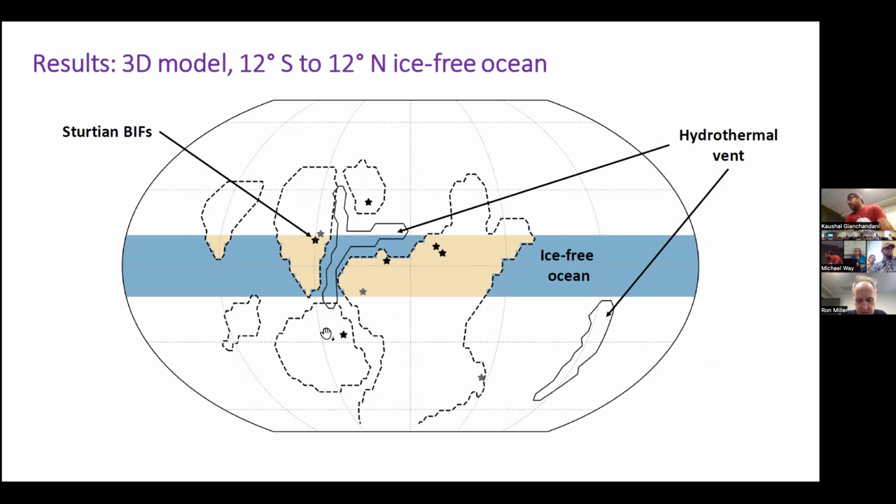This paleogeography is emerging from the breakup of the supercontinent Rodinia, and we suspect that there is a hydrothermal vent here. Similarly, another hydrothermal vent is suspected to be somewhere in this region of the ocean. The stars that you see are the Sturtian BIFs that have been put back on the continents as they were during the Sturtian glaciation, not the era, Neoproterozoic era.